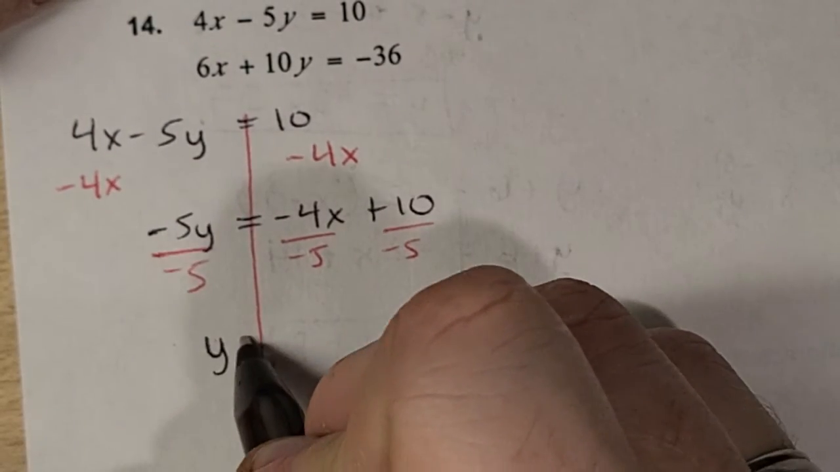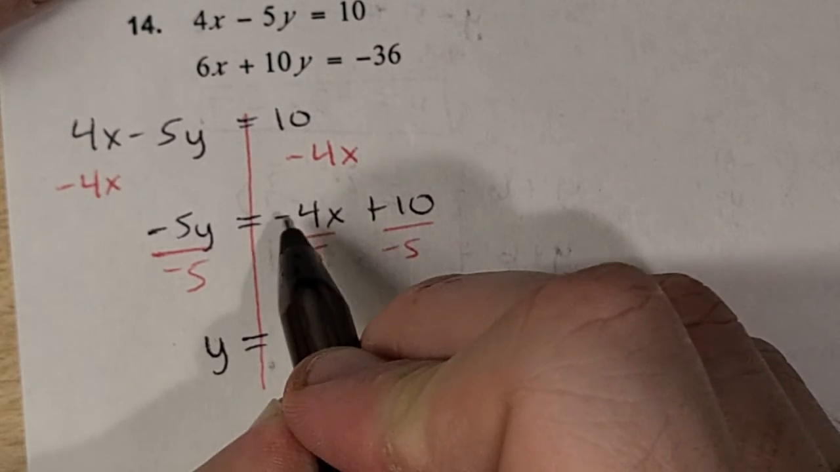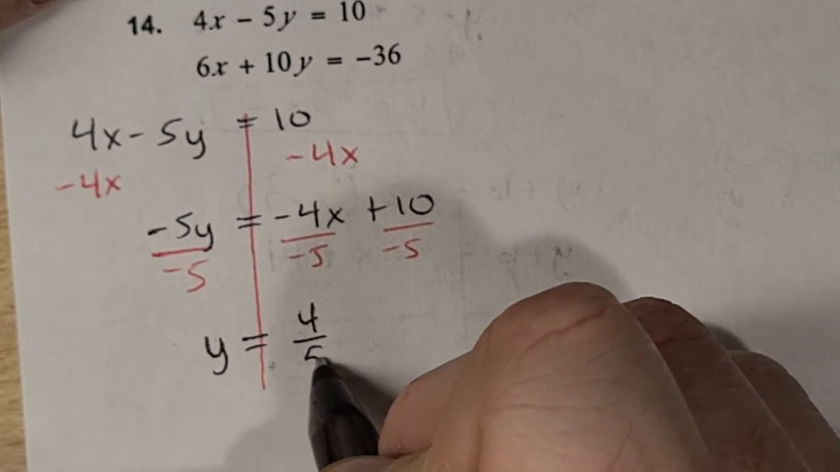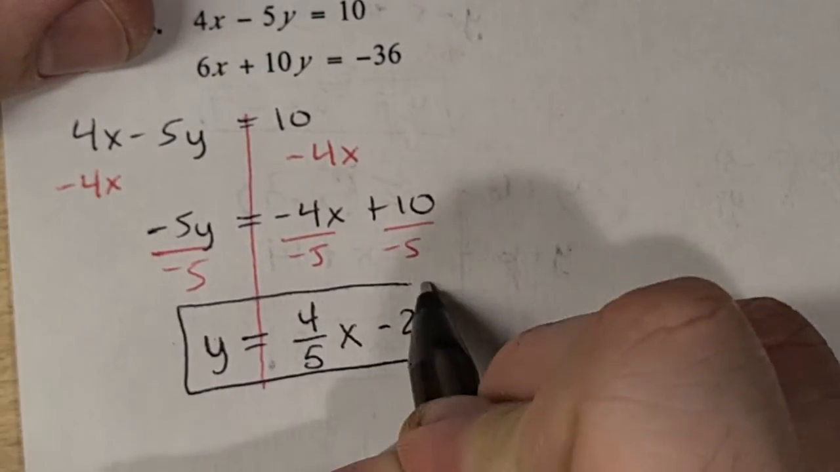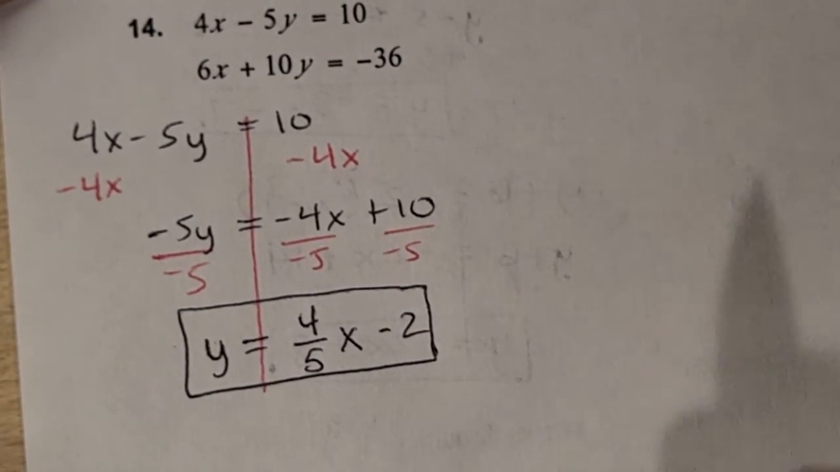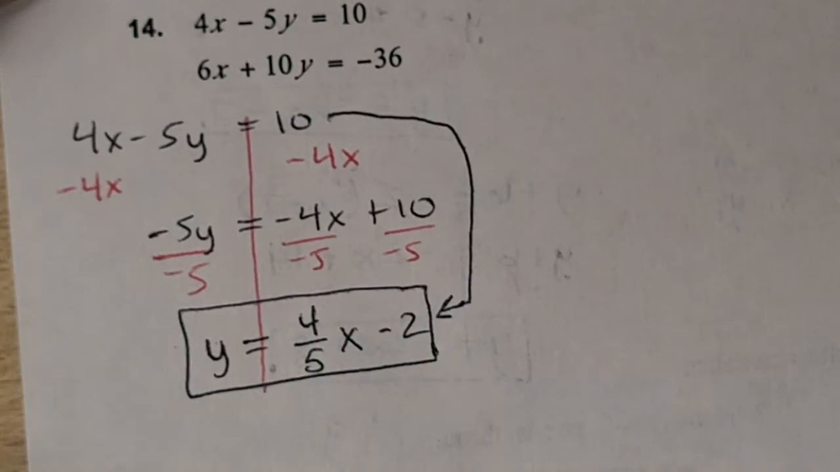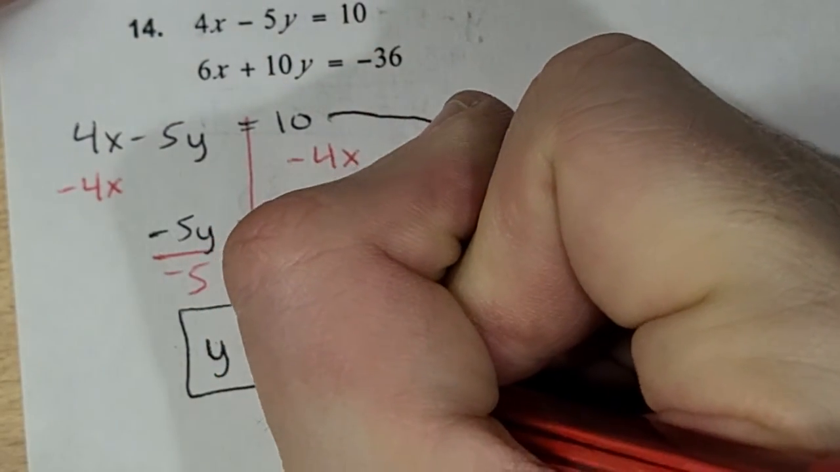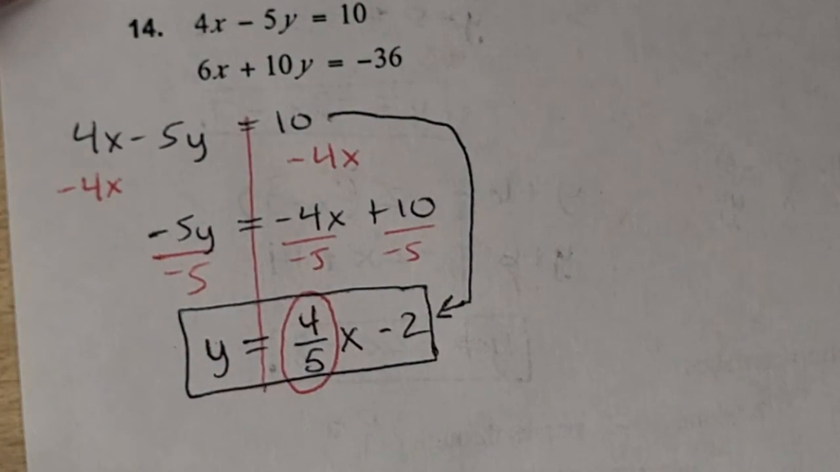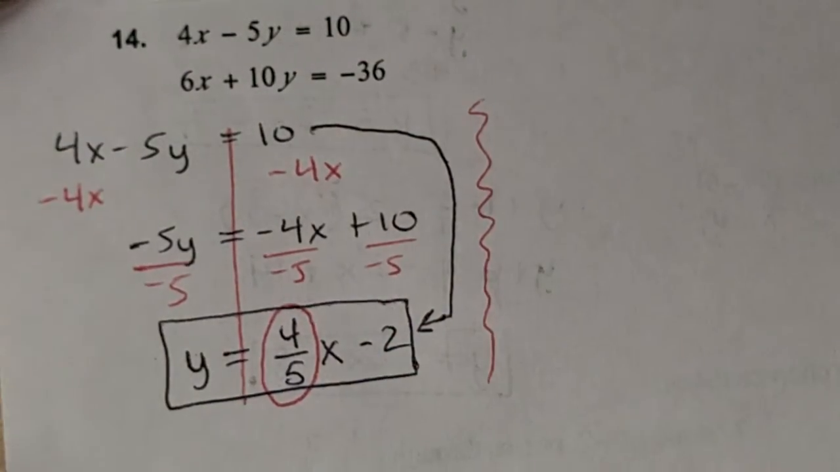And I get that y equals, well, let's see, negative divided by negative is a positive. 4 divided by 5 cannot be simplified, so that's just 4/5 x minus 2. Now that's the same equation. This equation and this equation are the same, they're just written in two different forms. Now I can look at this and say, hey, this one has a slope of 4/5. All right, let's check my other one. See what that one looks like.